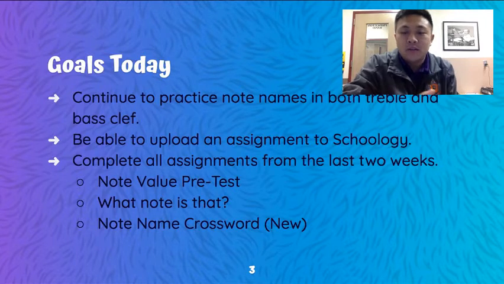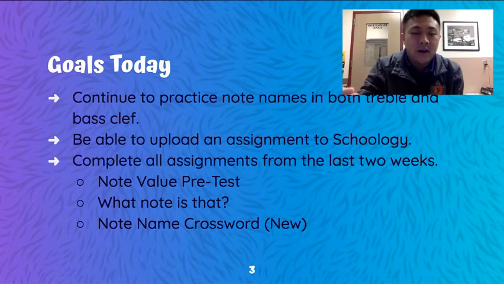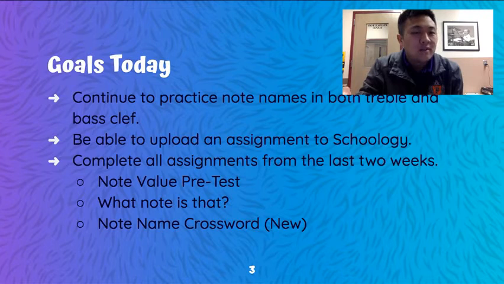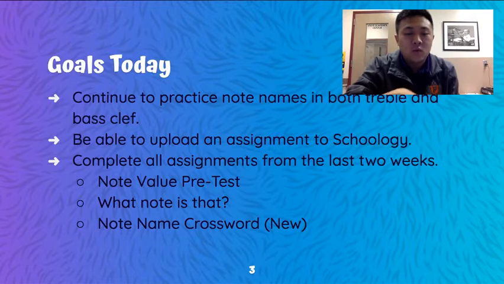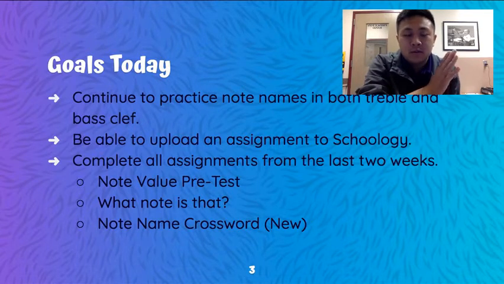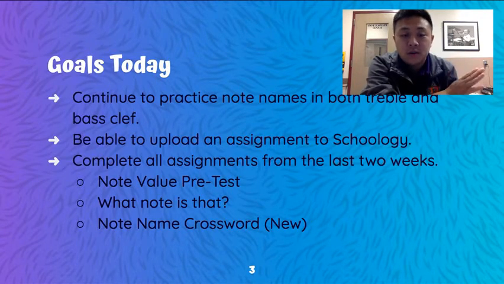And then you're going to complete all the assignments from the last 2 weeks. So we've had actually 2 assignments from the last 2 weeks that most people have done, but I'm still missing a few. The note value pretest was in last week, Monday, Tuesday. If you haven't finished that, it takes 5 minutes. Go in there. It's a pretest, ungraded. Please do that today. What note is that is due today. So if you haven't completed what note is that, if you don't remember how to do that, watch the Pham Vlog from last week. Complete what note is that.